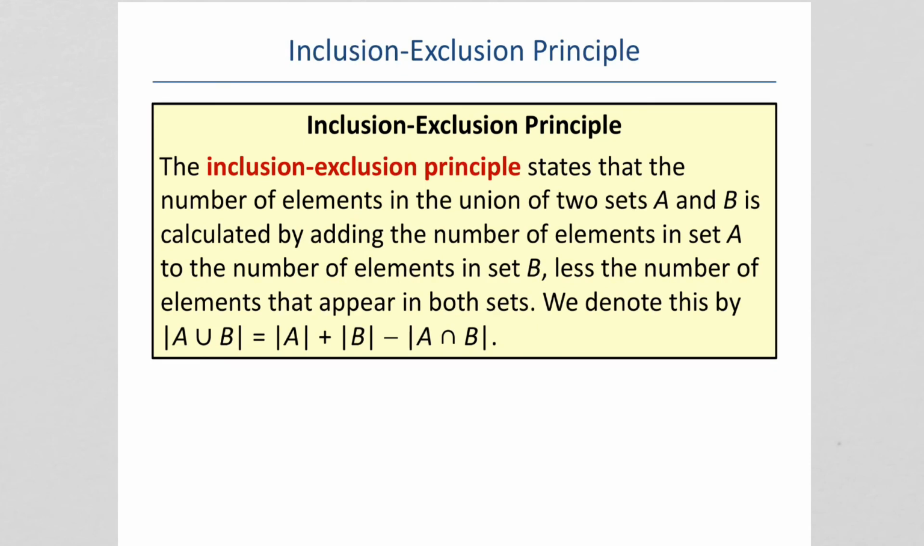The Inclusion-Exclusion Principle states that the number of elements in the union of two sets, A and B, is calculated by adding the number of elements in set A to the number of elements in set B, less the number of elements that appear in both sets. Kind of looks familiar from probability, huh? So to find the cardinality of A union B, you would take A plus B and then subtract off anything that's included in both.